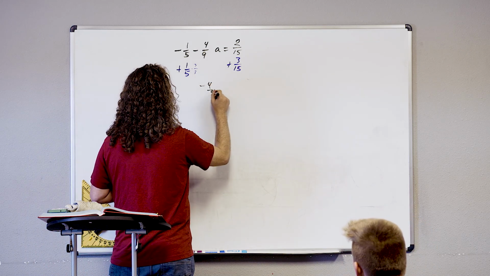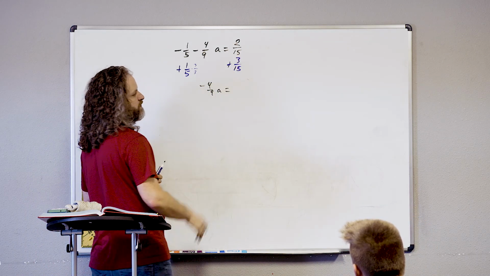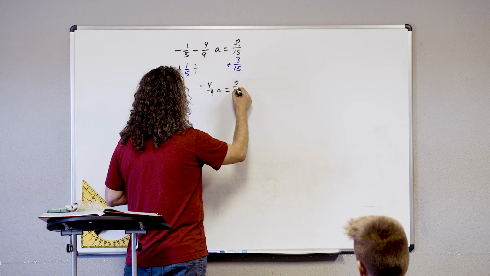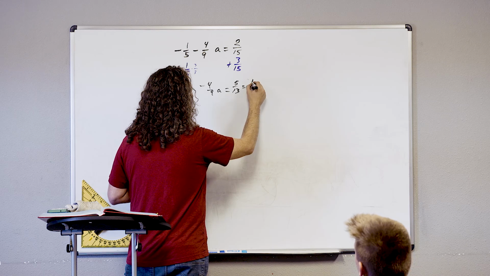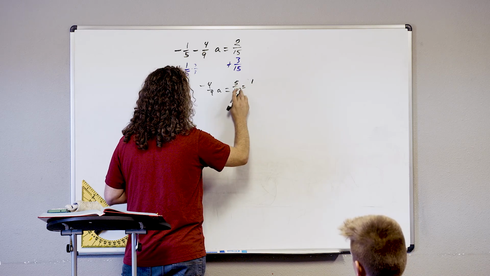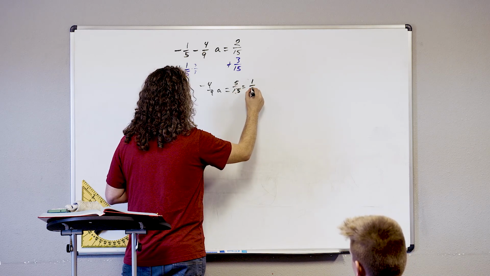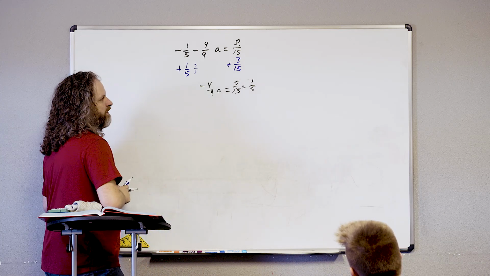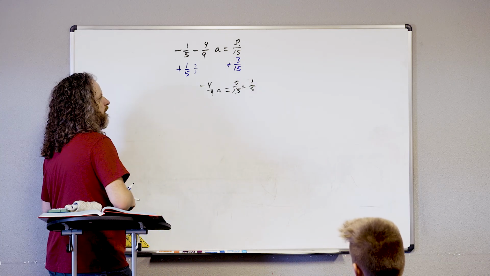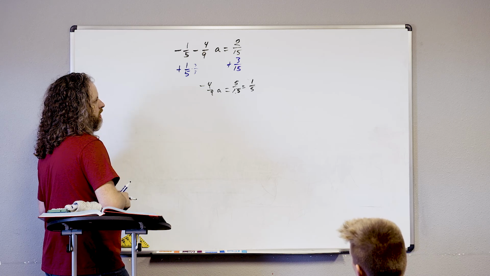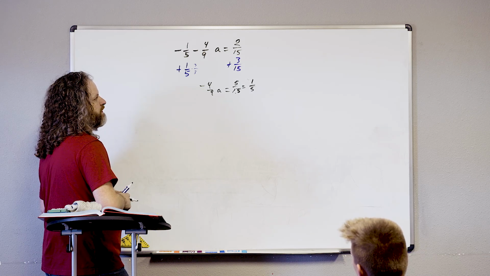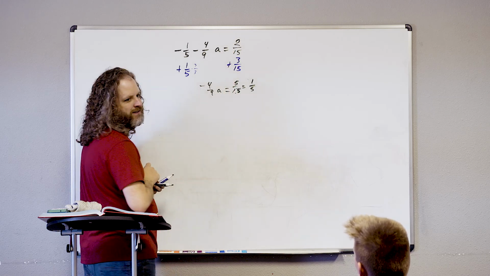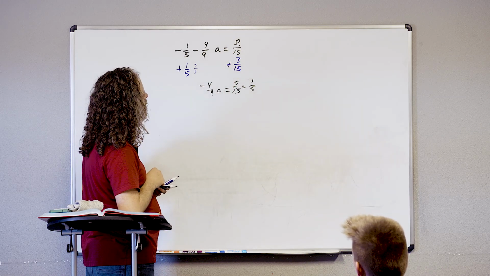Negative 4/9 a equals, what's 2/15 plus 3/15? 5/15, which is 1/5. Okay, now what do we need to get rid of? I got 5 over 15, because 2 plus 3 is 5. There's just a dot right there, so I was confused.